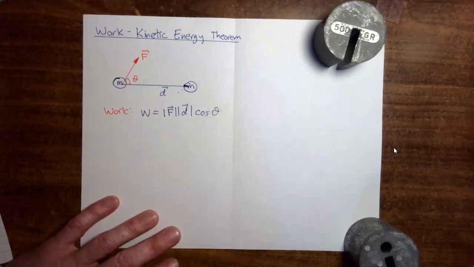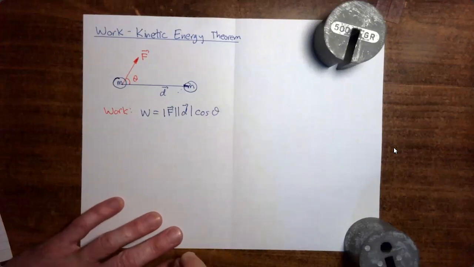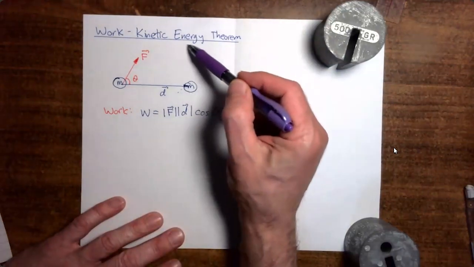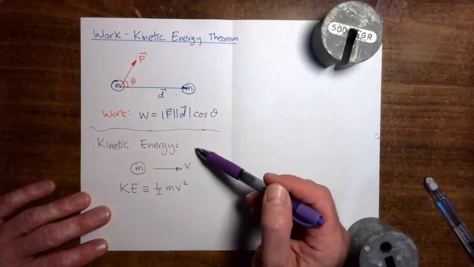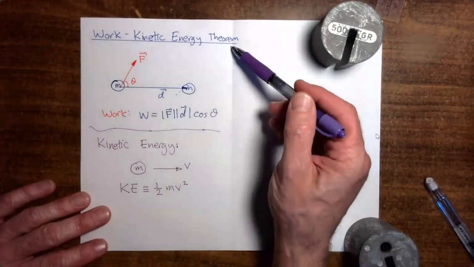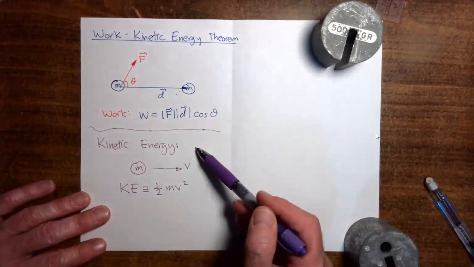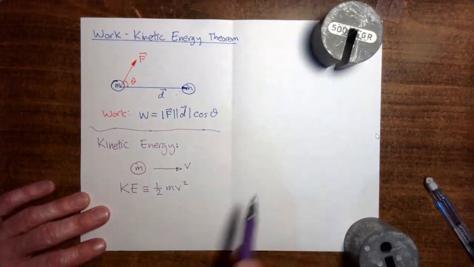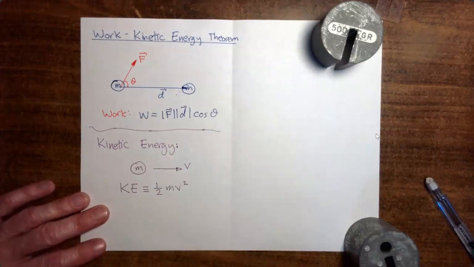In this video, I'm going to tell you why work is a useful concept. Work is a useful concept because the work done on an object can be connected to the motion of the object using something called the work-kinetic energy theorem. Before I can introduce you to the work-kinetic energy theorem, first I have to introduce you to the idea of the kinetic energy. The kinetic energy is one way of quantifying the motion of an object.